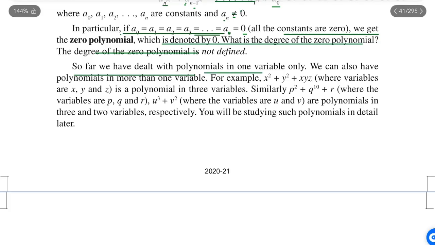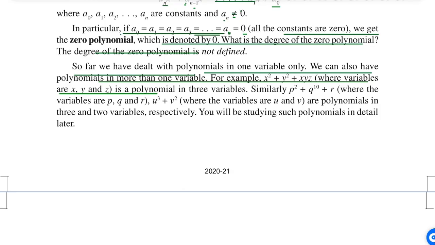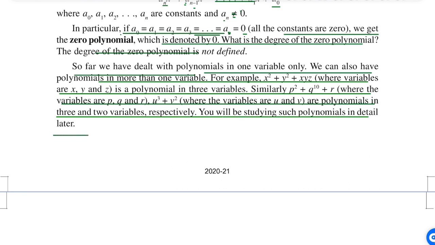So far we have dealt with polynomials in one variable only. We can also have polynomials in more than one variable. For example, x^2 + y^2 + xyz, where the variables are x, y, z, is a polynomial in 3 variables. Similarly, p^2 + q^10 r, where the variables are p, q, r, and u^3 + v^2, where the variables are u and v, are polynomials in 3 and 2 variables respectively. You will be studying such polynomials in detail later.